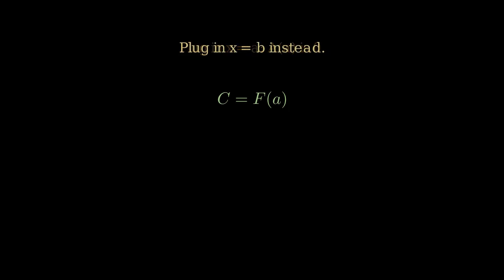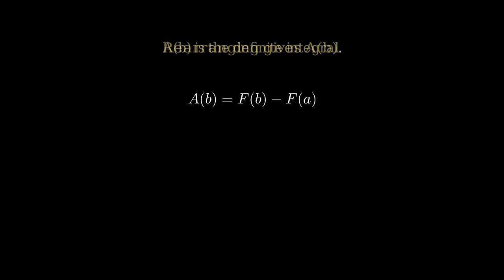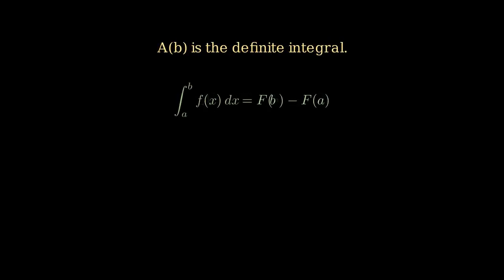Now plug in x equals b instead. We get F of b equals A of b plus c, which is A of b plus F of a. Rearranging, A of b equals F of b minus F of a. But A of b is, by definition, the integral from a to b of f of x dx. So we land on the second part of the theorem: the integral from a to b of f of x dx equals F of b minus F of a, where F is any antiderivative of f.